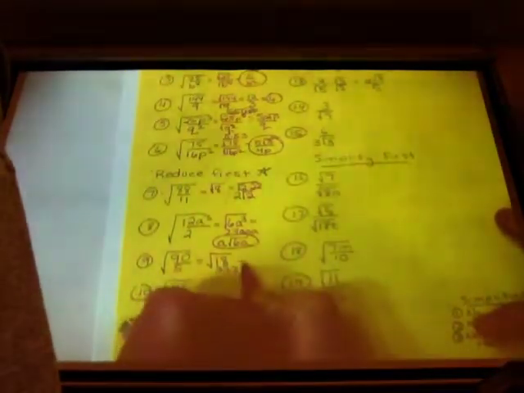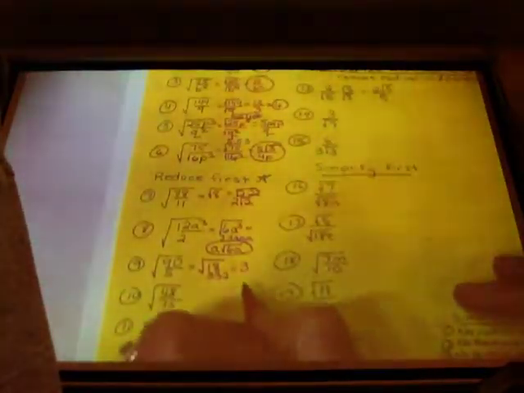And what would you get? 18. And how would I factor 18? 3 times 3 times 2. We'll come back to you, Urara. So what would you take out, Jake? How would I simplify? Take out 3. And it would be 3 what? 3 square root 2. It'd just be 3 radical 2. Okay, Urara, let's do this one.